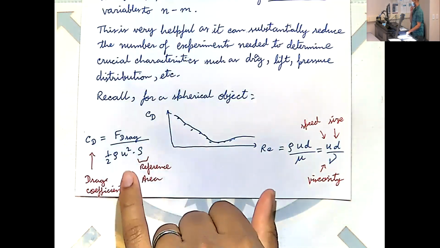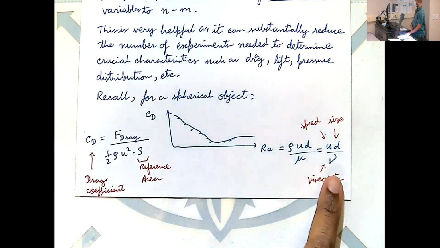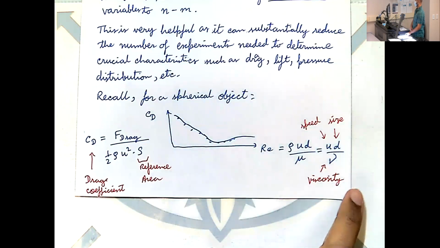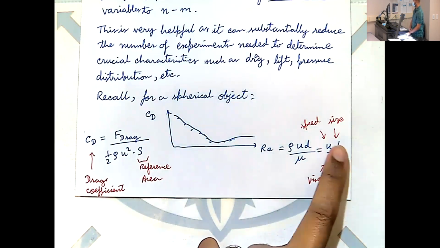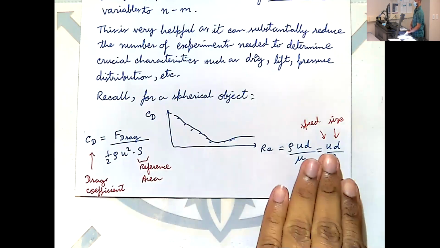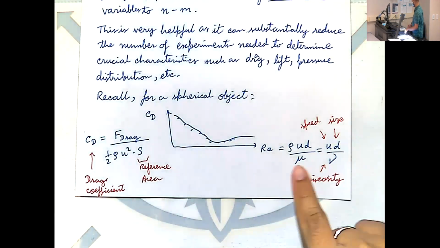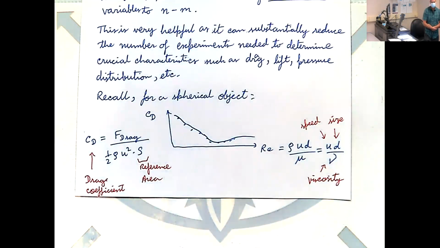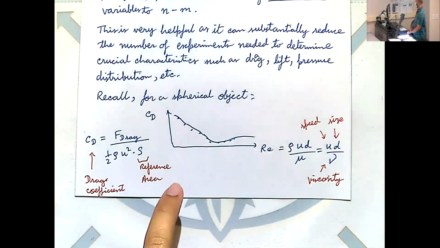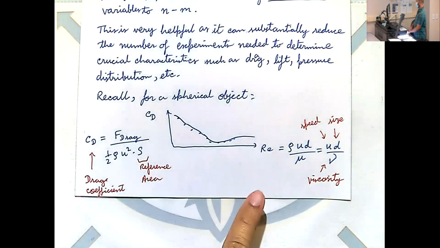That's the beauty of non-dimensionalization. See, the atmosphere on Earth, air has a certain viscosity. Air on Mars would have a different viscosity. So all of that is accounted for in here. That is the very simple but very elegant concept of non-dimensionalization. So a spherical object anywhere in the universe will follow this curve, assuming we're working with a Newtonian fluid.